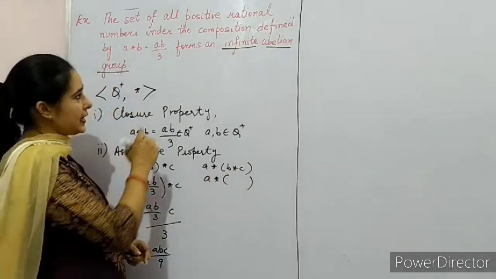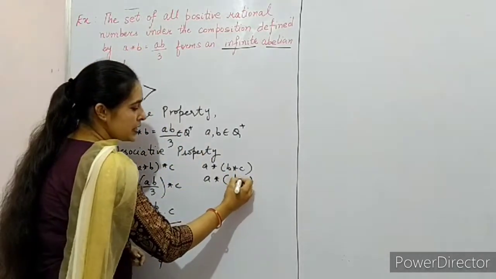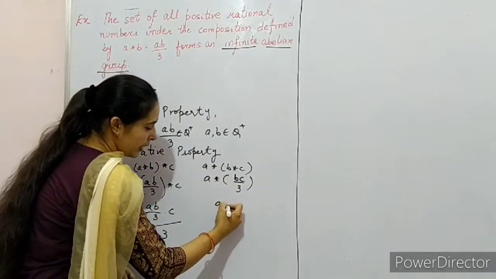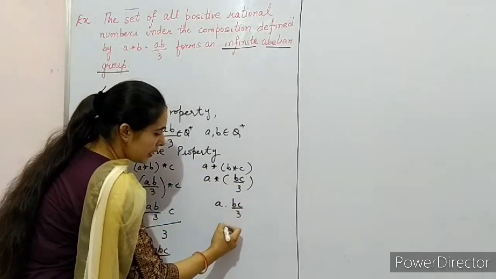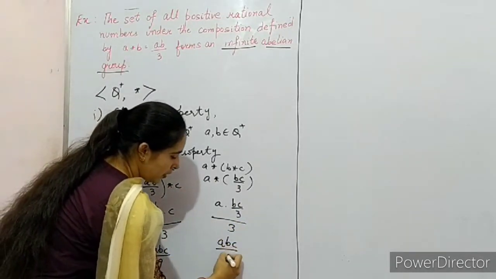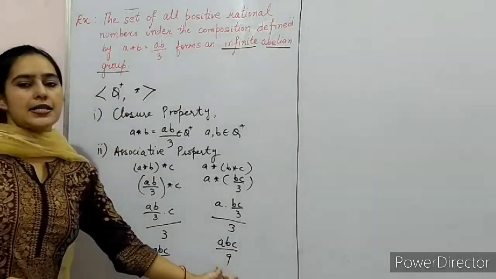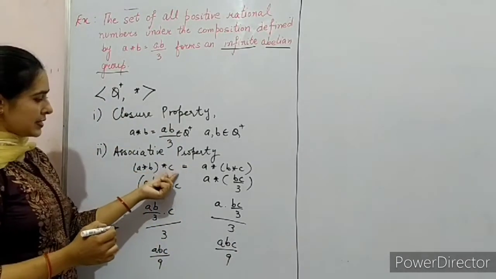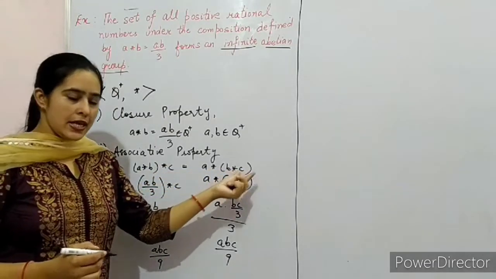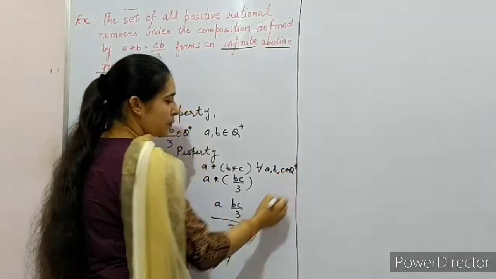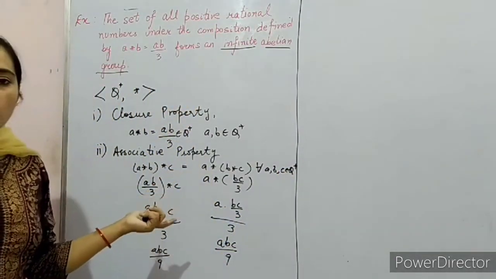What is B star C? According to the definition, it is BC by 3. Now again operate star. It will be A into BC by 3, upon 3. So it will become ABC by 9. And you can say the answer is the same. That means (A star B) star C is equal to A star (B star C) for all A, B, C belonging to Q plus. That means the associative property holds here.